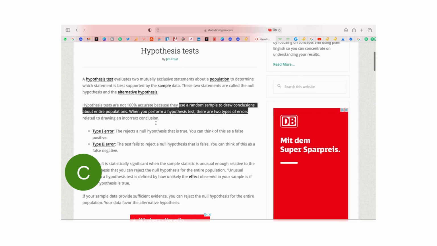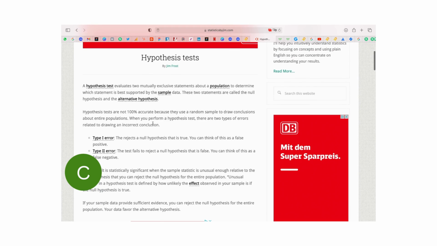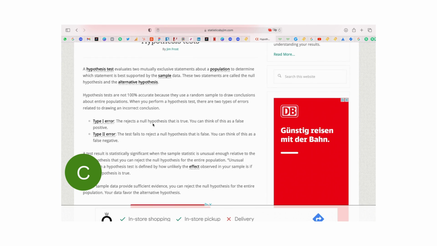Having said that, let's take a look at a couple of hypothesis tests the next time. Thank you.